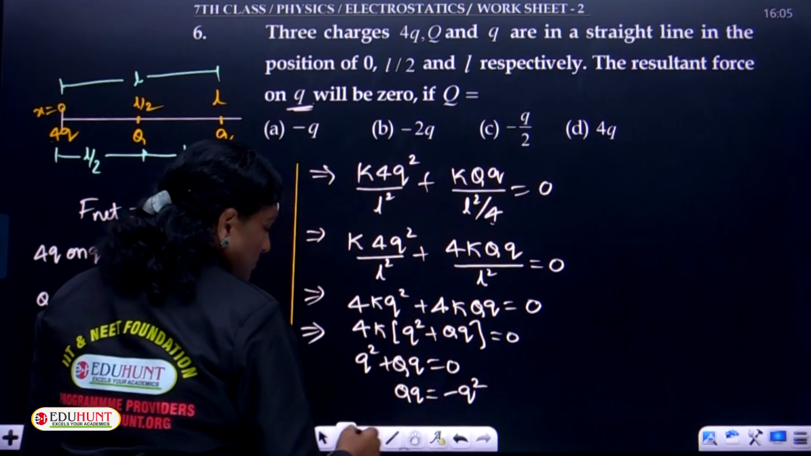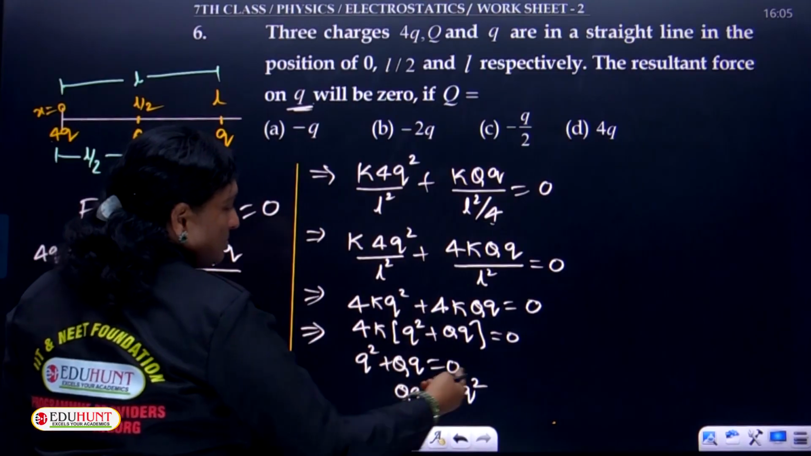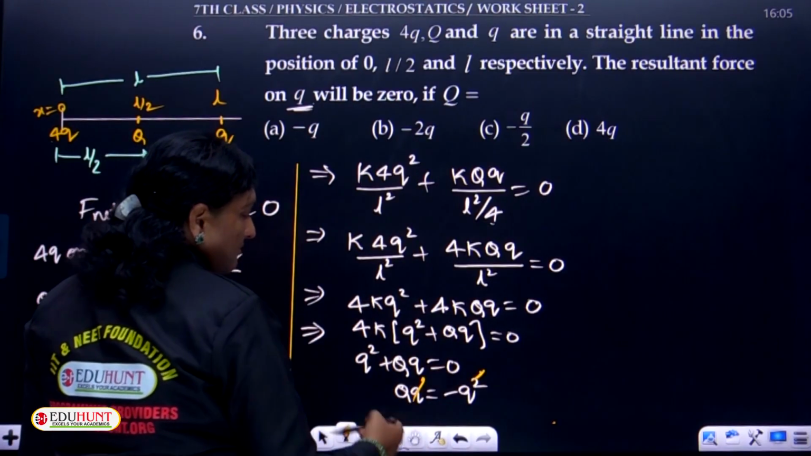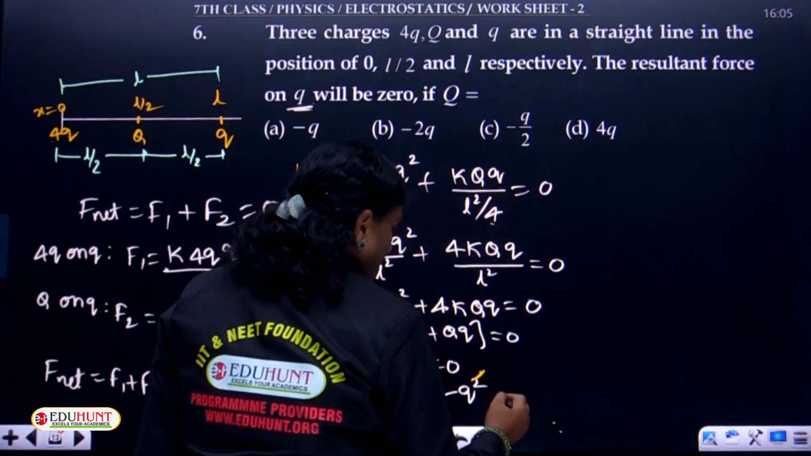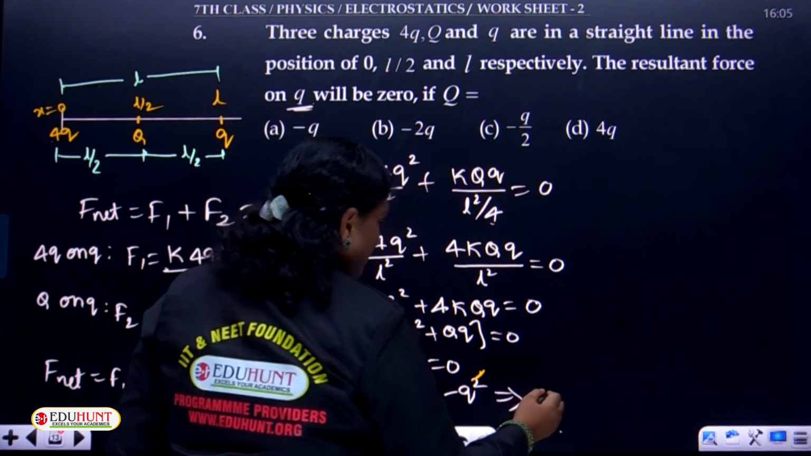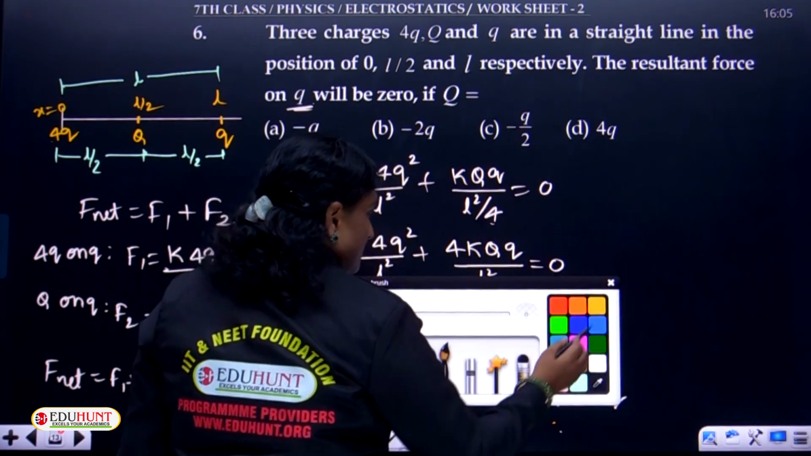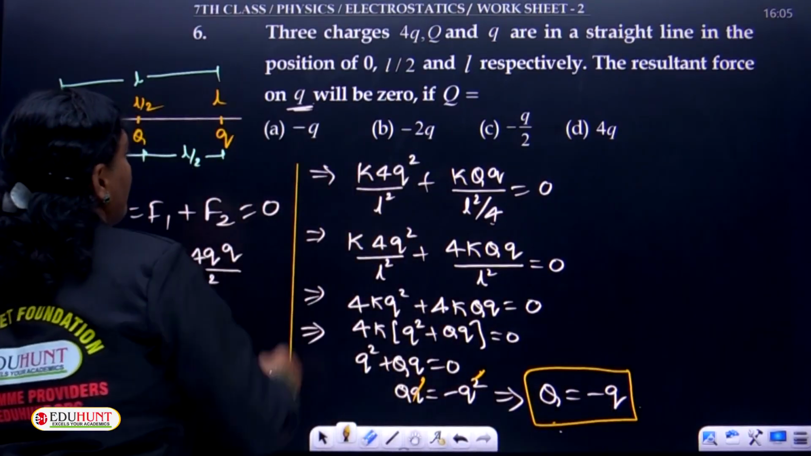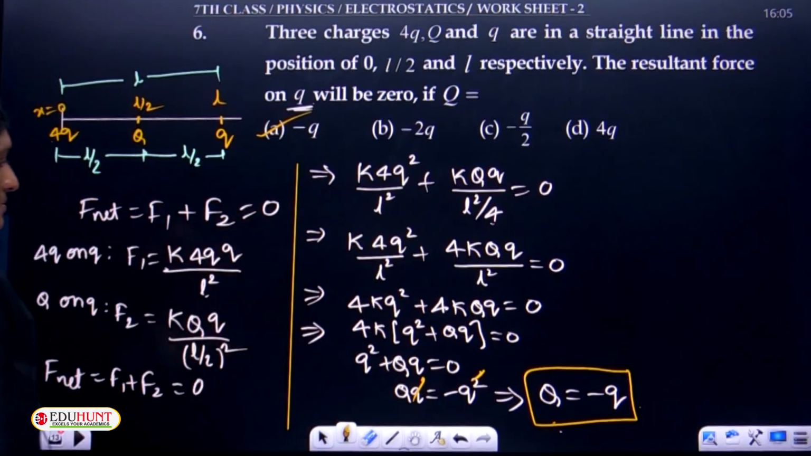Hence, as you are asked to find capital Q, leaving this term, taking minus Qq to the other side, then we have Qq equals minus Qq, one q will get cancelled. Hence, the value of Q is found to be, how much, children? The value of Q is found to be minus q. So, this is your answer. Hence, first option must be true.